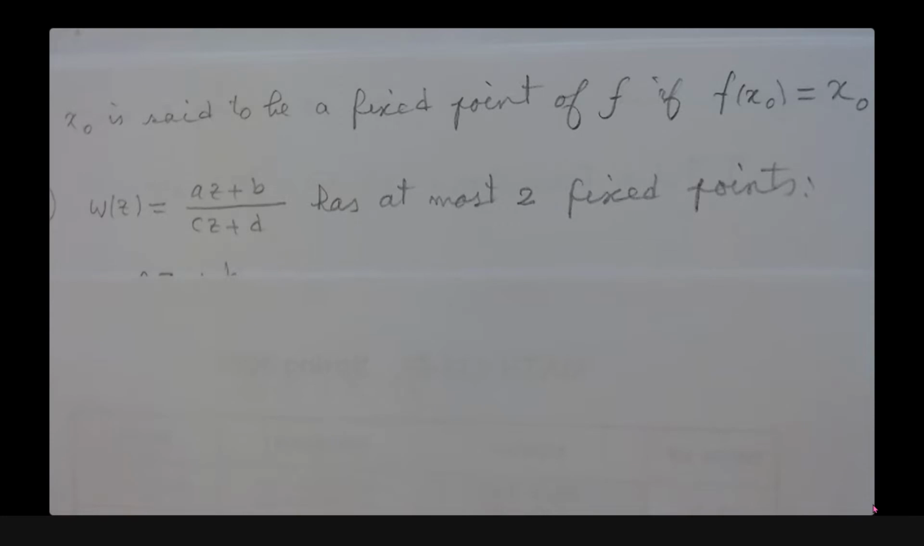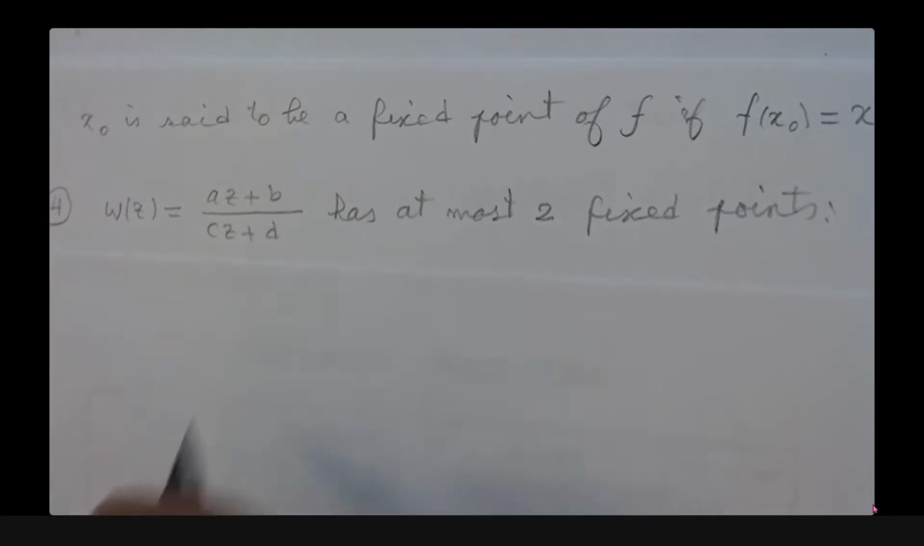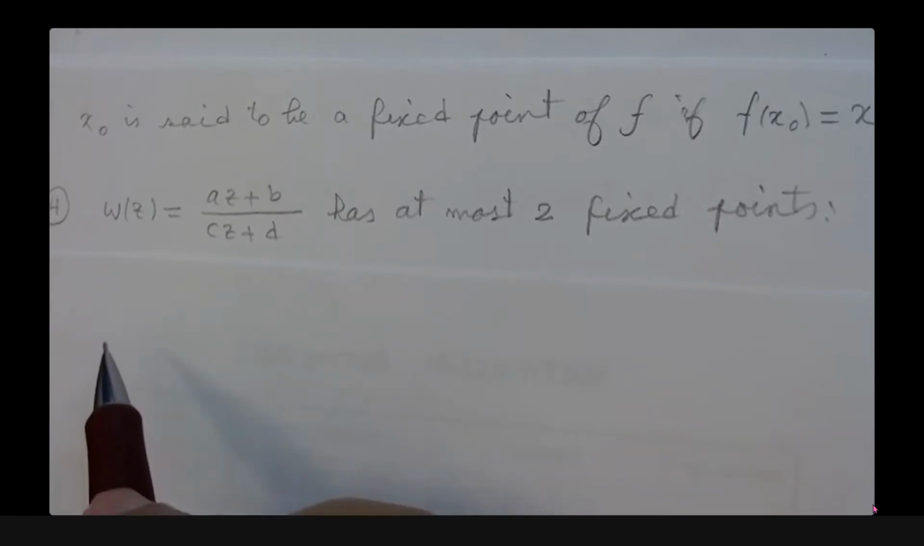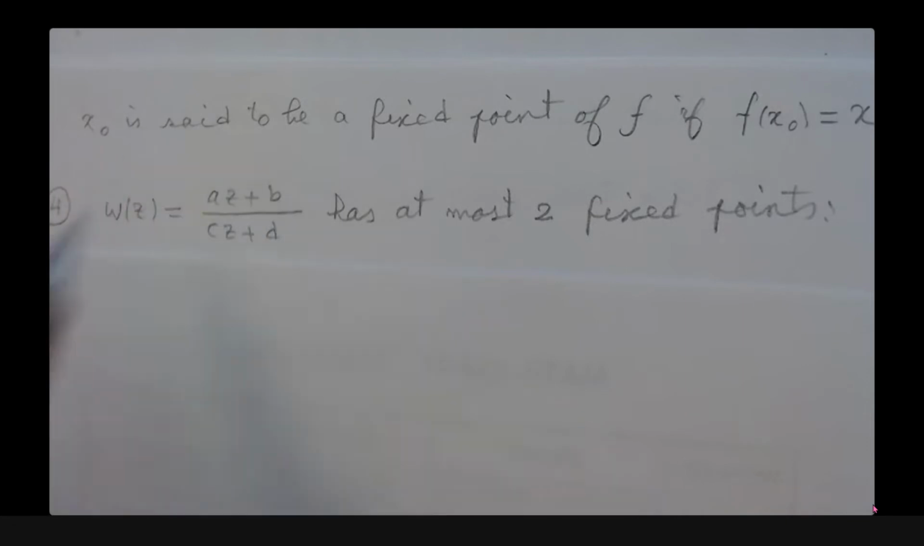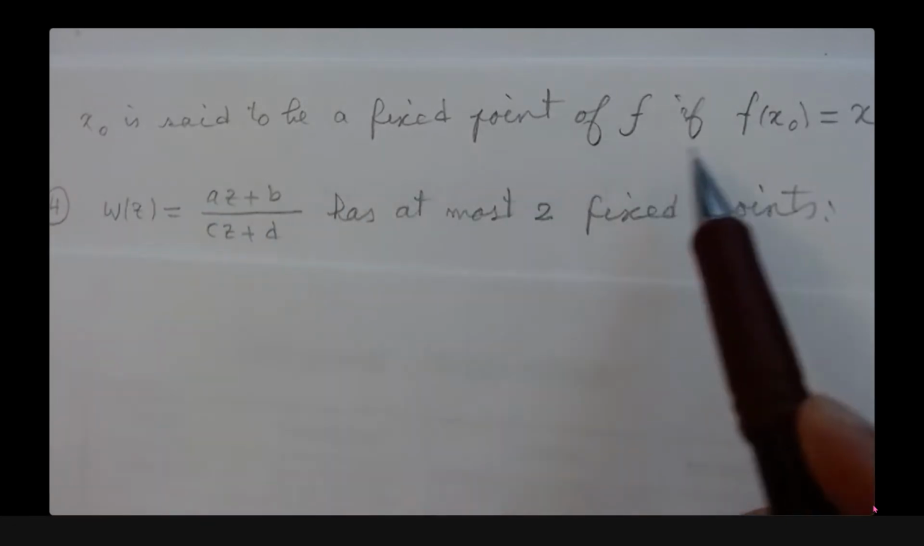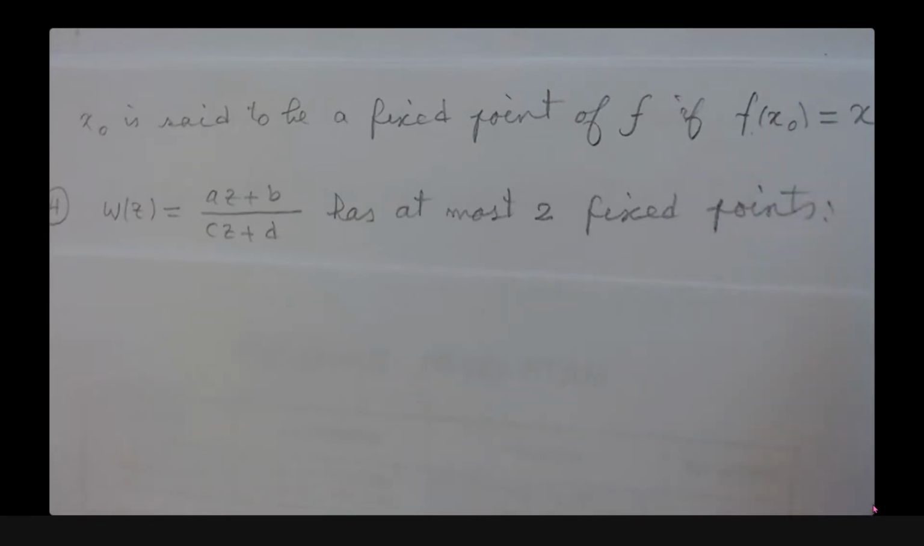Before talking about observation number 4, here is a definition. Here is a terminology we use whenever we are dealing with a function. We say x0 is a fixed point. Fixed point means if you plug it in, it will produce the same thing. All right.